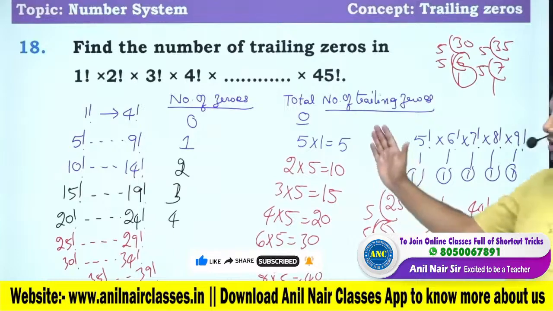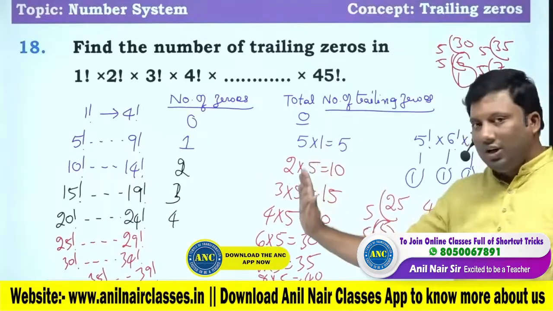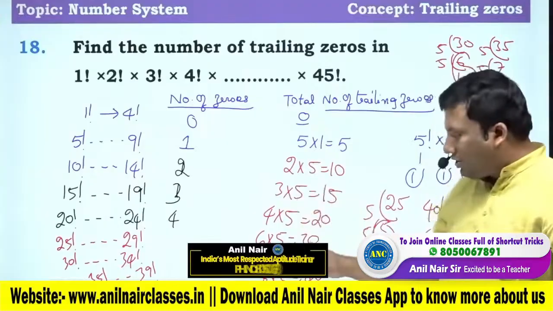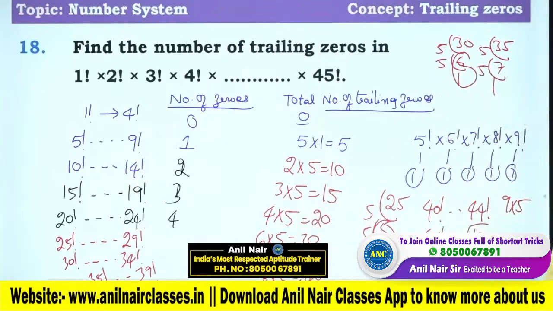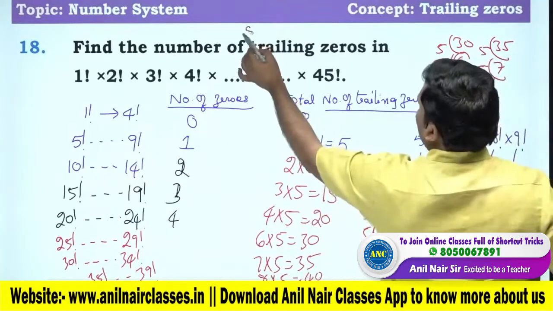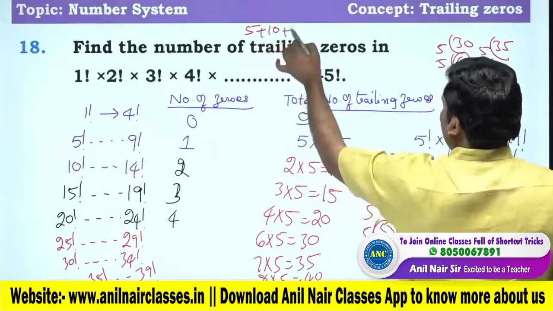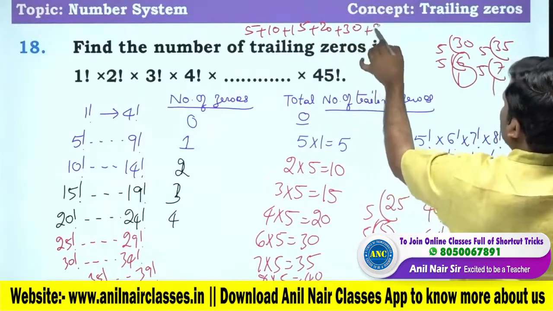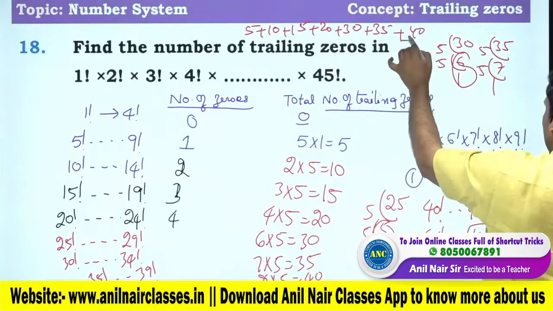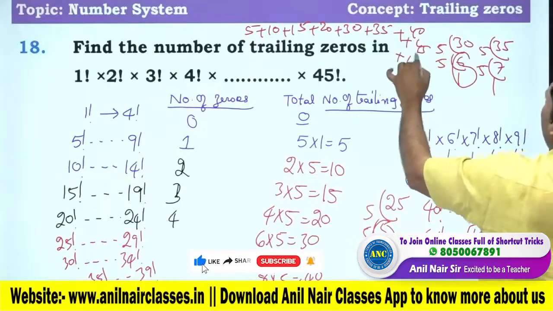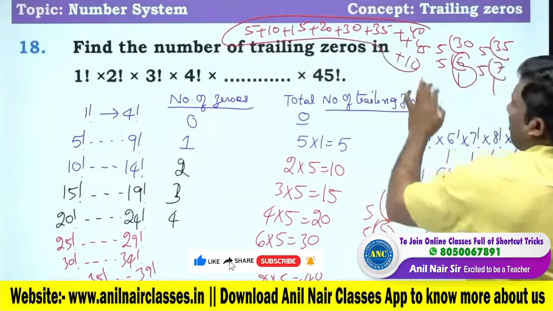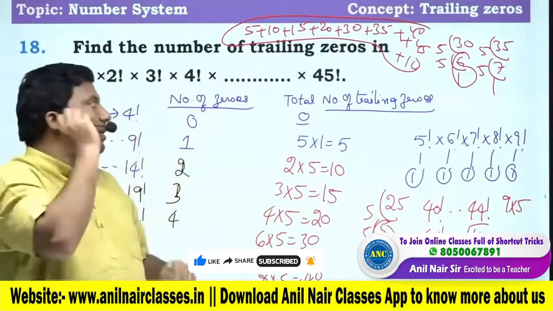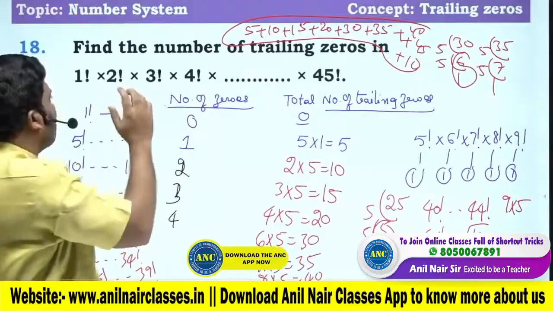So the answer is 1 into 5, 2 into 5, 3 into 5, 4 into 5, then 6 into 5, 7 into 5, 8 into 5, and then 9 into 5. So the answer is 5 plus 10 plus 15 plus 20 plus 30 plus 35 plus 40 plus 45 plus 10. This is the total answer. I hope it is clear. Very, very good question. I will spend another 10 minutes on these various models of this question.